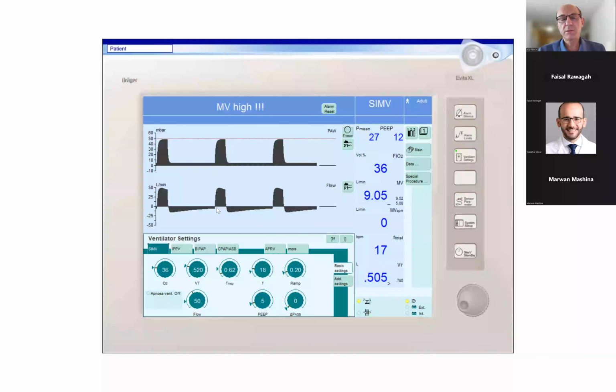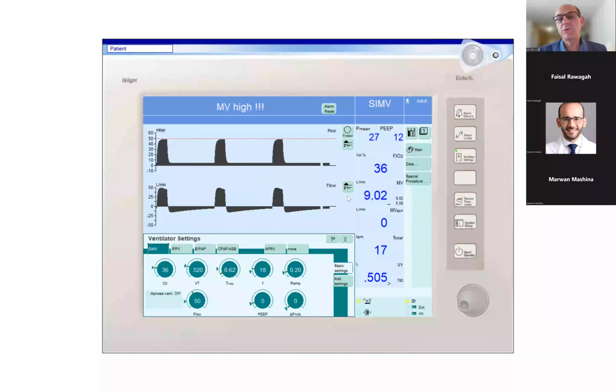However, we still have dynamic hyperinflation syndrome or auto-PEEP here. You can see it persists, but it is much better. We probably lowered it by more than 60% compared to the baseline, or how we started. However, we need to do more in order to get rid of this. What are you going to do?